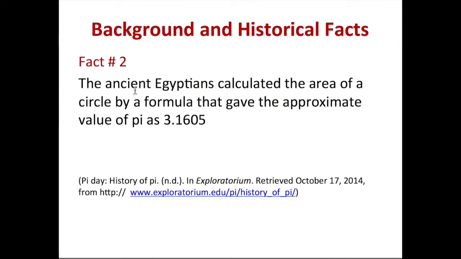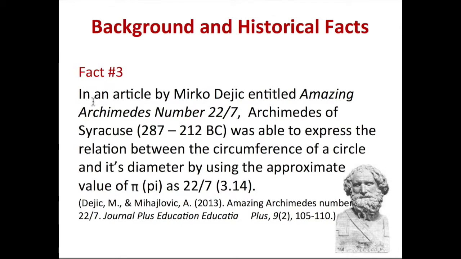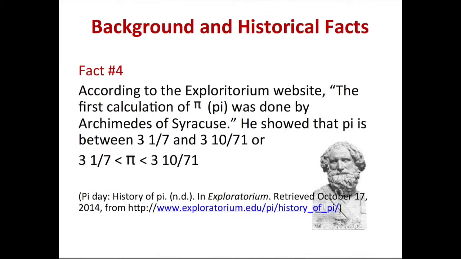Fact number 2 is that the ancient Egyptians calculated the area of a circle by a formula that gave the approximate value of pi as 3.1605. Fact number 3, in an article by Mirko Dejek entitled Amazing Archimedes, number 22/7, Archimedes of Syracuse was able to express the relation between the circumference of a circle and its diameter by using the approximate value of pi as 22/7, which comes to 3.14.